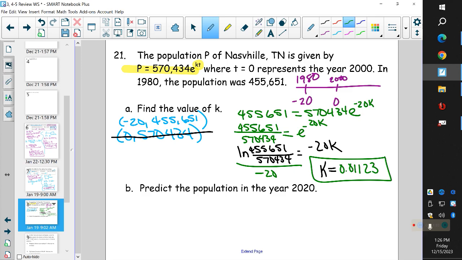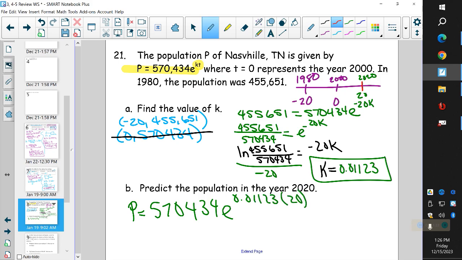And then predict the population in 2020. Okay, well here's 2020. What number is that going to be? 20. It is going to be 20. So all you're going to do now is say, okay, P is equal to 570,434 e to the 0.01123 times 20. And then pop out a number. Does that make sense? And that'll give you your population. Are we all okay? Yep. Yes?